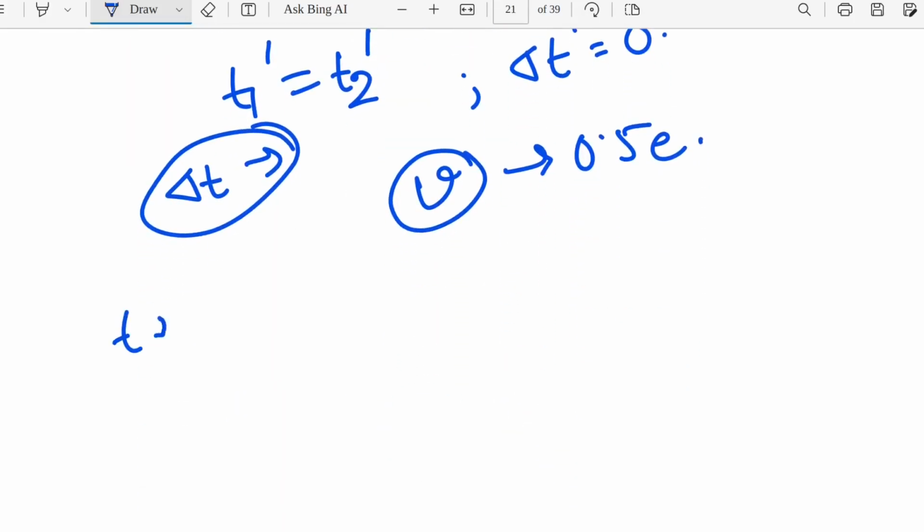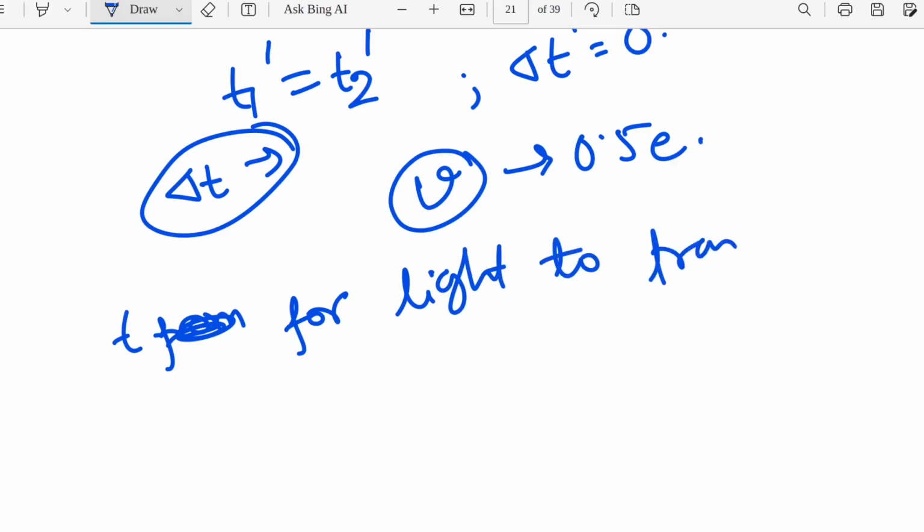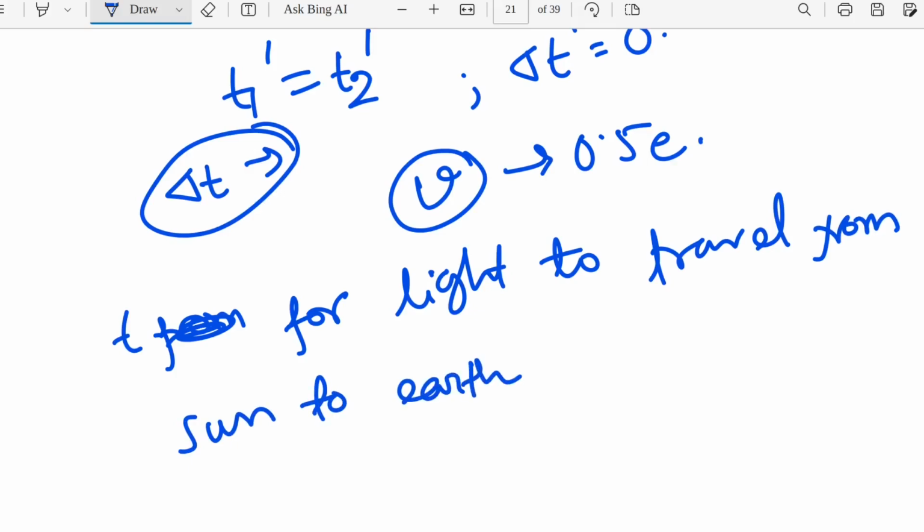And another given quantity is that the time for light to travel from the sun to the earth is 8.3 minutes.